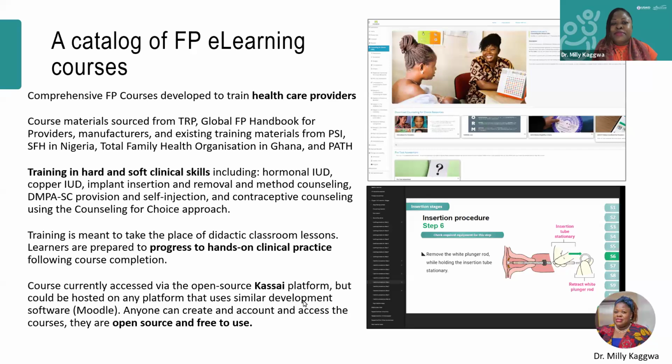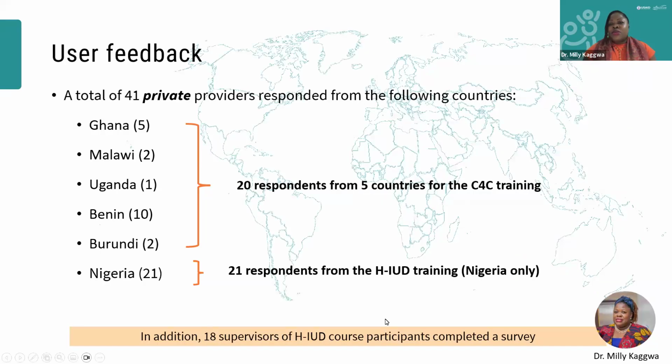Next slide, please. So after developing these courses, MPHD fielded surveys with participants who enrolled in our first courses to go live, and that's the Counseling for Choice course and the Hormonal IUD course. The survey participants were private providers as well as 18 private sector supervisors. Next slide.